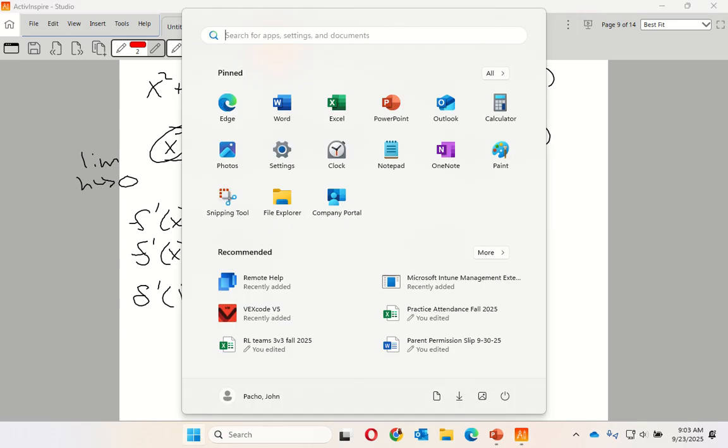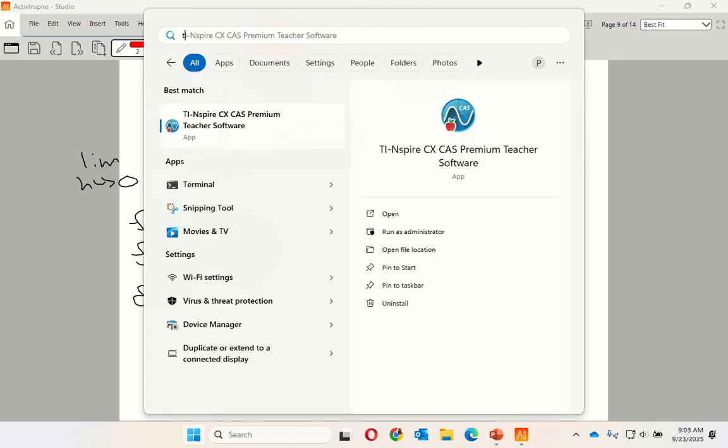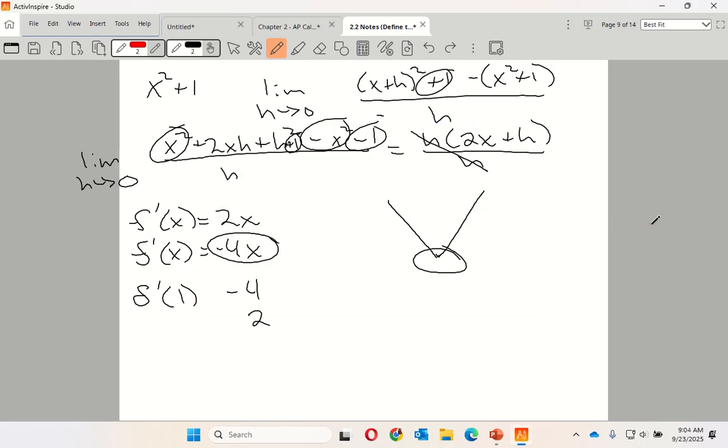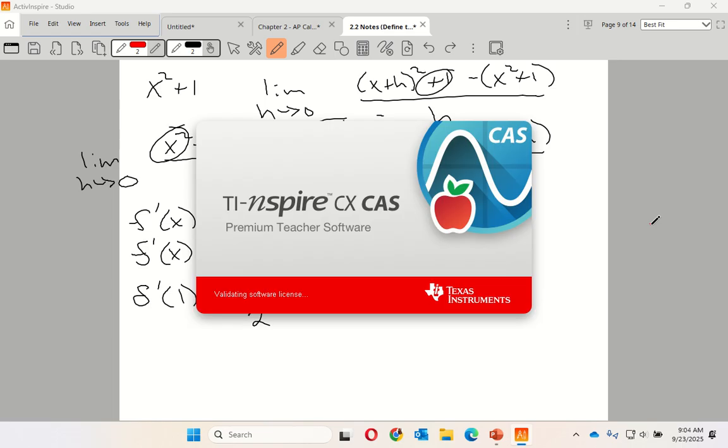I gotta pull up the thing. Where's my calculator? There's a computer update that messed up everything, and so now my board's all glitchy and nothing likes me. And I don't know why, but my navigation keeps turning on.